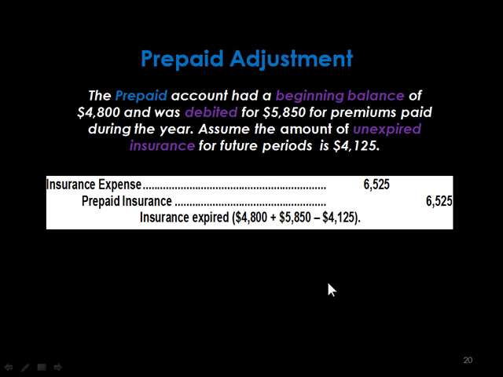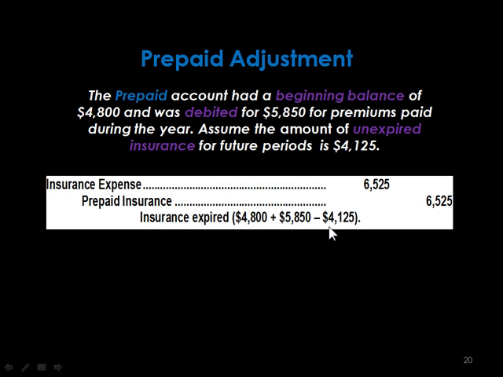Okay, let's do a prepaid. Same kind of thing. The prepaid account had a beginning balance of $4,800 and was debited for $58.50 for premiums paid during the year. Here we're talking about prepaid insurance. Assume that the amount of unexpired insurance for future periods is $41.25. So here's our $4,800 plus our new paid amount of $58.50 less what's left for future periods.